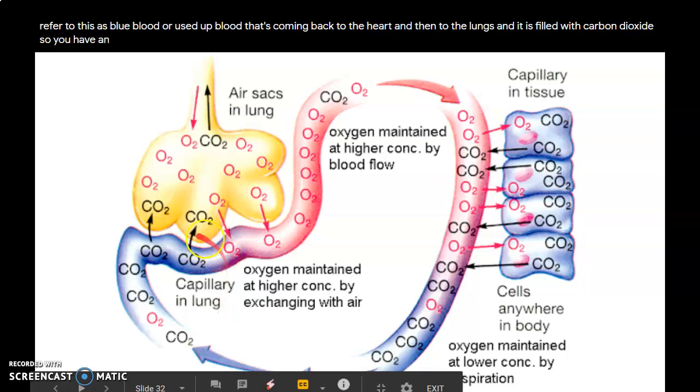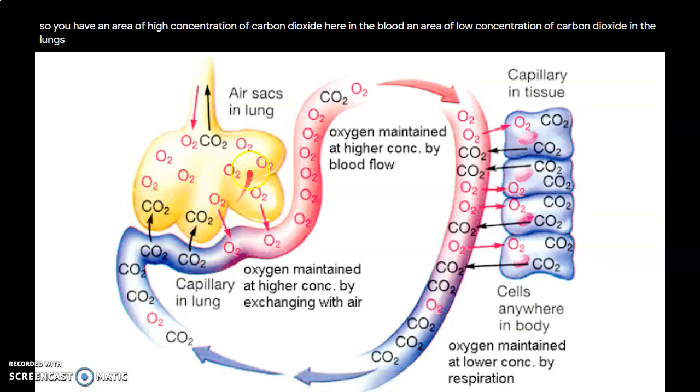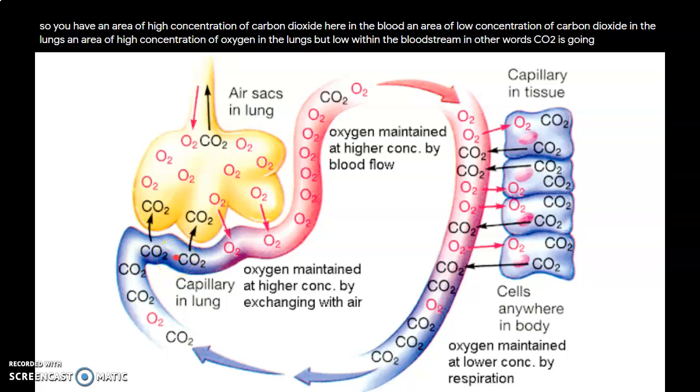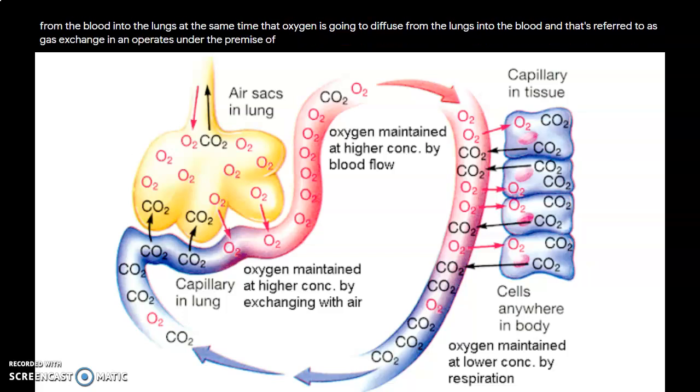So they have an area of high concentration of carbon dioxide here in the blood, an area of low concentration of carbon dioxide in the lungs, an area of high concentration of oxygen in the lungs, but low within the bloodstream. In other words, CO2 is going to diffuse from the blood into the lungs at the same time that oxygen is going to diffuse from the lungs into the blood. And that's referred to as gas exchange, and it operates under the premise of diffusion.